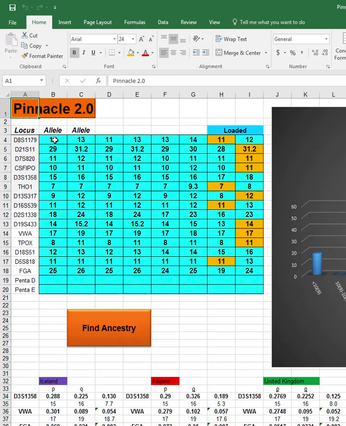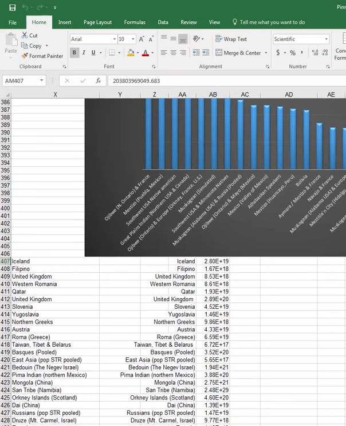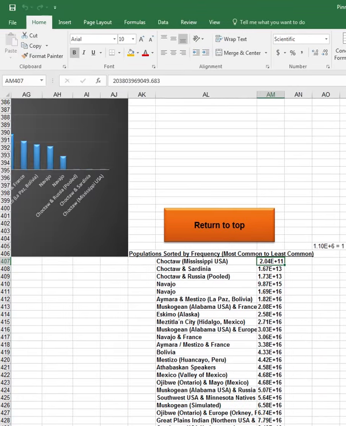You can see there are 15 allelic frequencies here, the most likely matches for the 15 frequencies and 15 STRs, and I'm going to show you the results. You can see the loci right here on the left, and then each pair of alleles per locus right here. So we're going to hit Find Ancestry, and I'm going to show you the results. This is really exciting stuff.